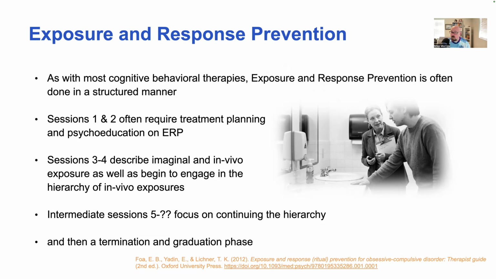Intermediate sessions, five through who knows how many you want to do, up to, I don't know, 20, focus on continuing the hierarchy, doing various hierarchical exposures. And then a termination and graduation phase. In that, you'd want to work on relapse prevention or at least coping skills to manage relapses as they occur.